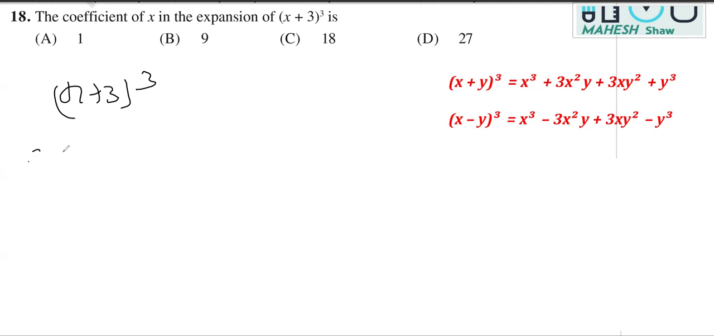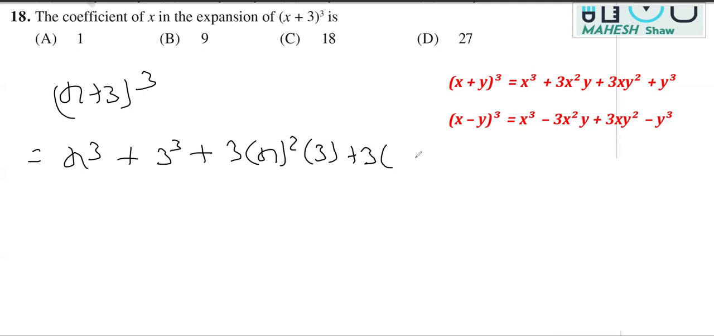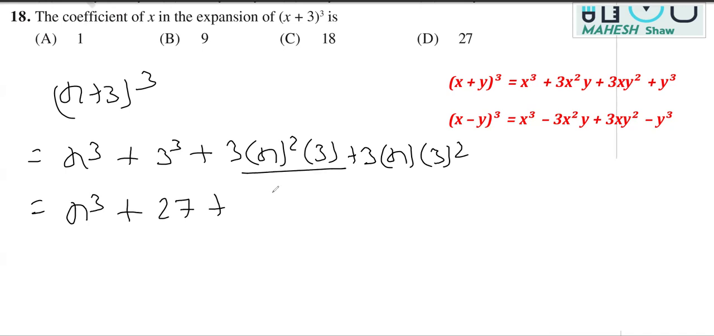So we can say that x plus y whole cube, that is a cube, plus b cube, that is 3 cube, plus 3a square b, 3a is x. So this is 3a square b plus 3ab square, that is 3, or you can take x also, 3ab square, b square is 3 here. Now x cube is x cube only, 3 cube is 27. This if I write, this is 3 into 3 is 9, right? So this is 9 times x square. And first this is 3 square, right? 3 square is 9, and 9 into 3 is 27. So this is 27 times x.